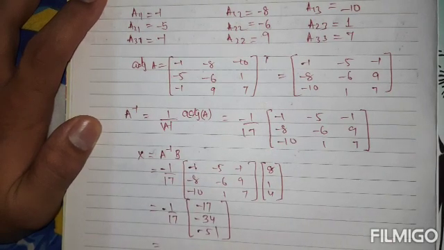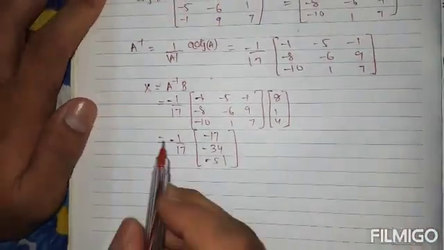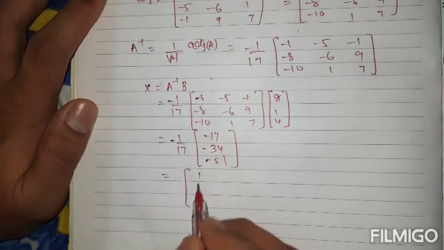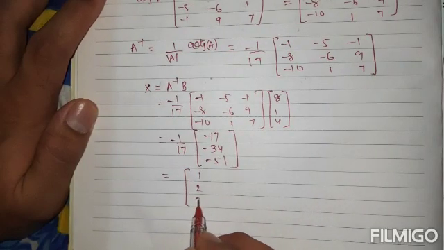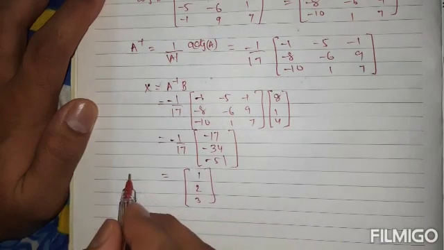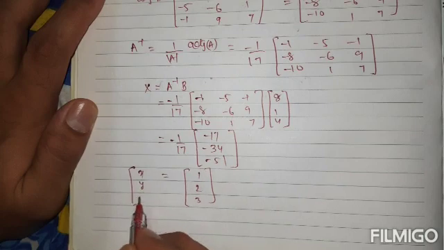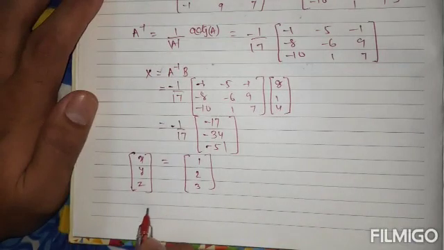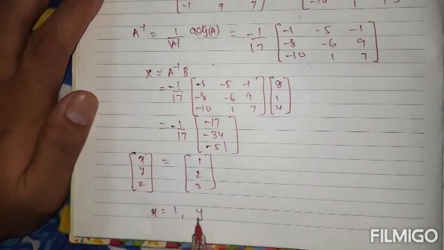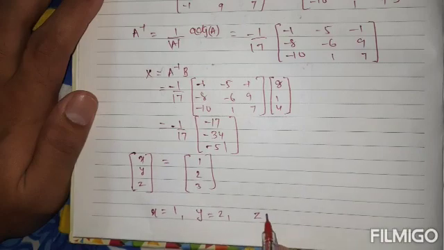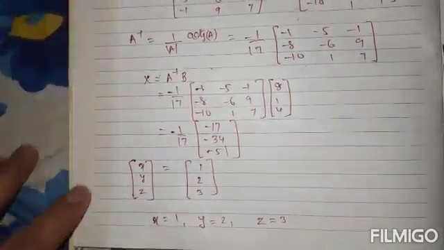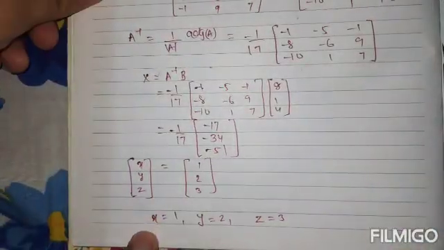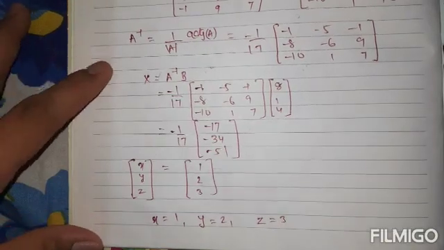And now multiply this minus 1 by 17 with this one. Obviously you will get here 1, here 2 and here 3. So matrix X, and you know that matrix X was originally the matrix of the variables. So comparing both sides, we get X is equal to 1, Y is equal to 2 and Z is equal to 3. So students, this is the method by which we can find the solution of a system of linear equations.